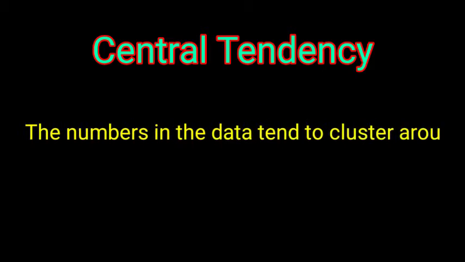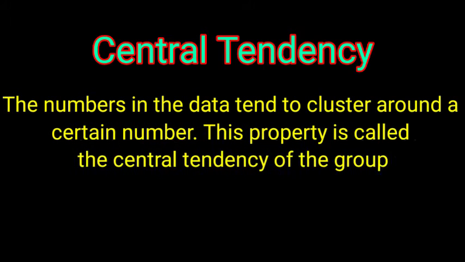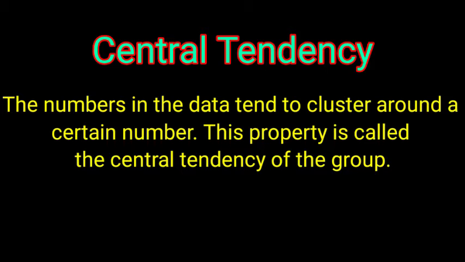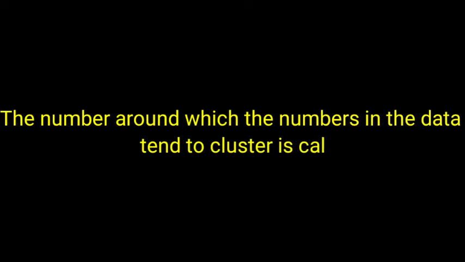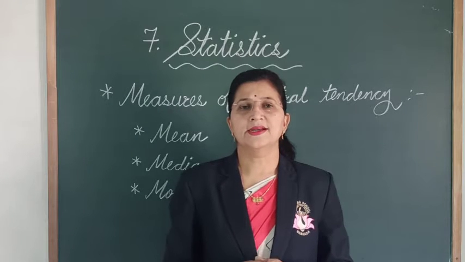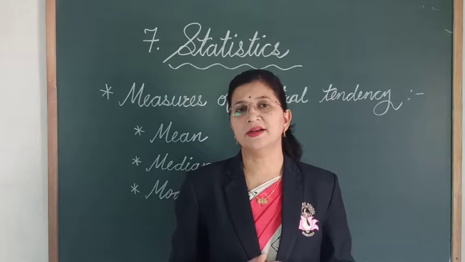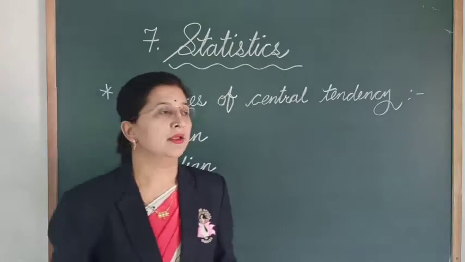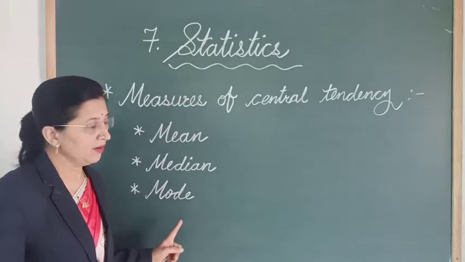The numbers in the data tend to cluster around a certain number. This property is called the central tendency of the group. The number around which the numbers in the data tend to cluster is called the measure of central tendency. It is supposed that the measure is a representative of the data. In statistics, the measures of central tendency mainly used are mean, median and mode.